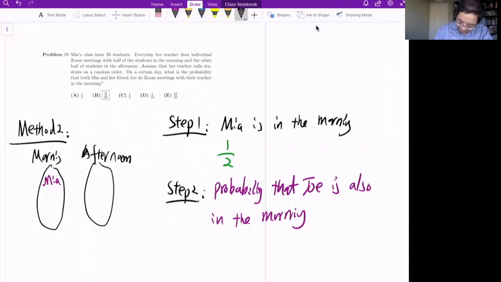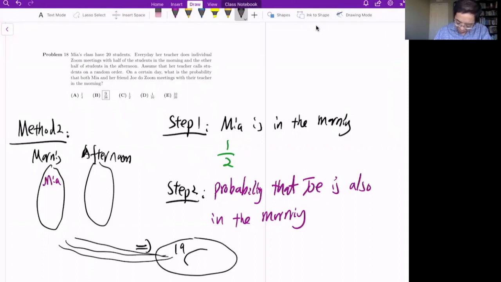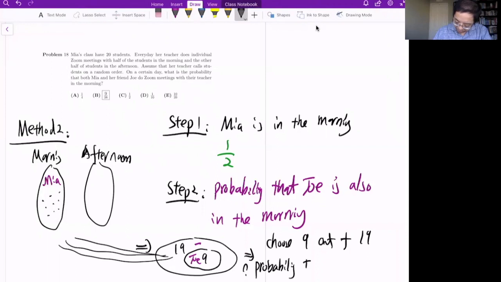All right, so then this is basically to say, I'm going to, from 19 people, because Mia is already in the morning, choose 9 to be here, so 9 out of 19, and then we want Joe to be selected, right? So among these 9 people, what is the probability? This is reduced to the following question: choose 9 out of 19. What is the probability that Joe is selected?